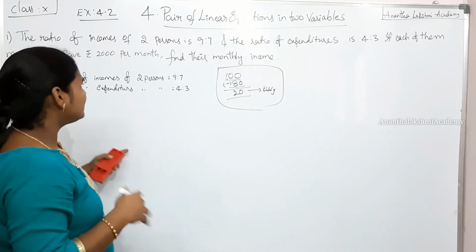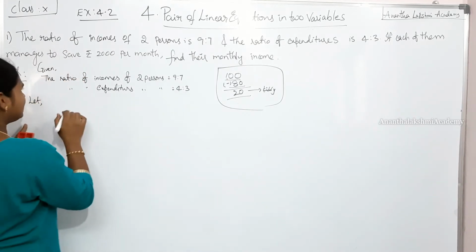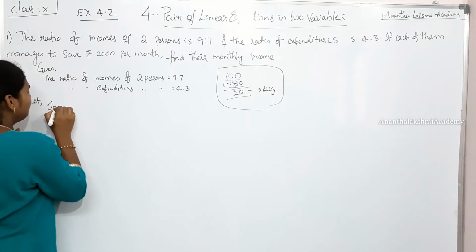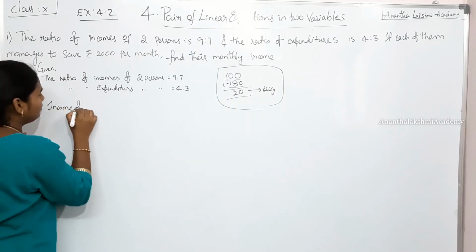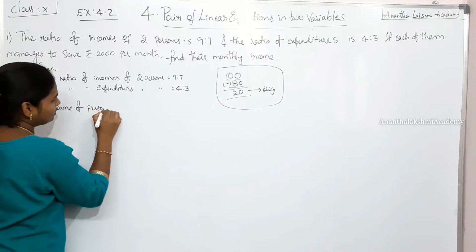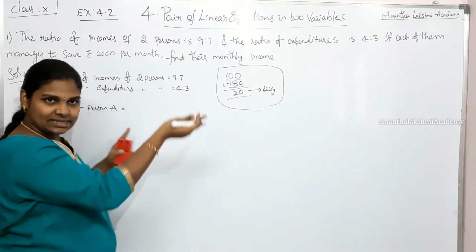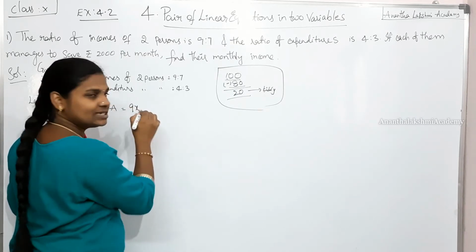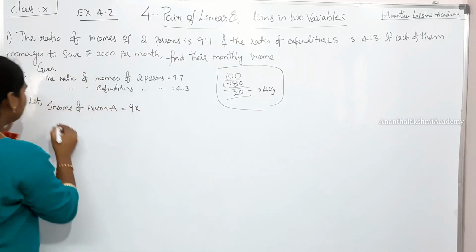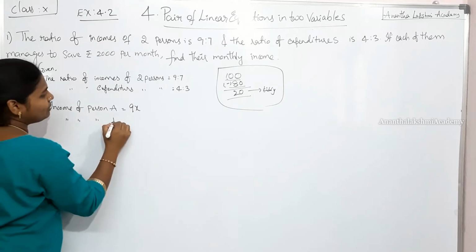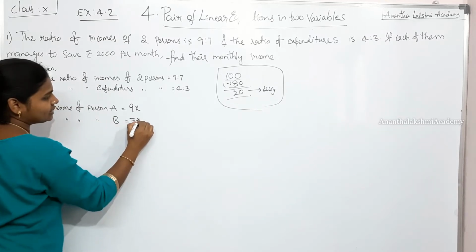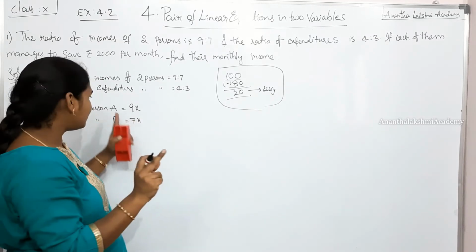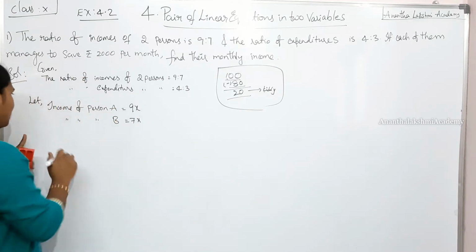So what happens? Let us consider the income of person A. Income of person A is equal to, since this is given in the ratio form, we just have to multiply it with any constant. Let that be 9x. Likewise, income of person B is equal to 7x. Since they have said two persons, I just considered one as A and one as B.